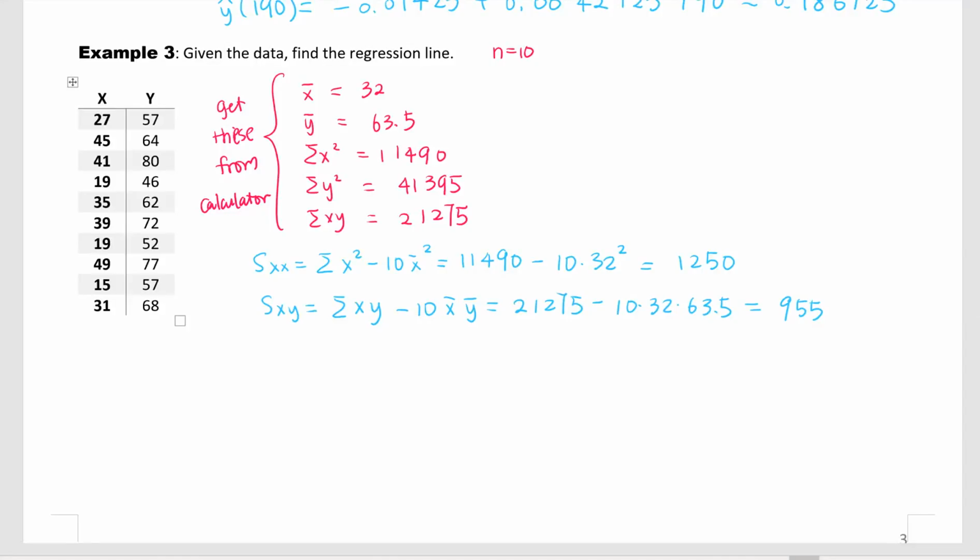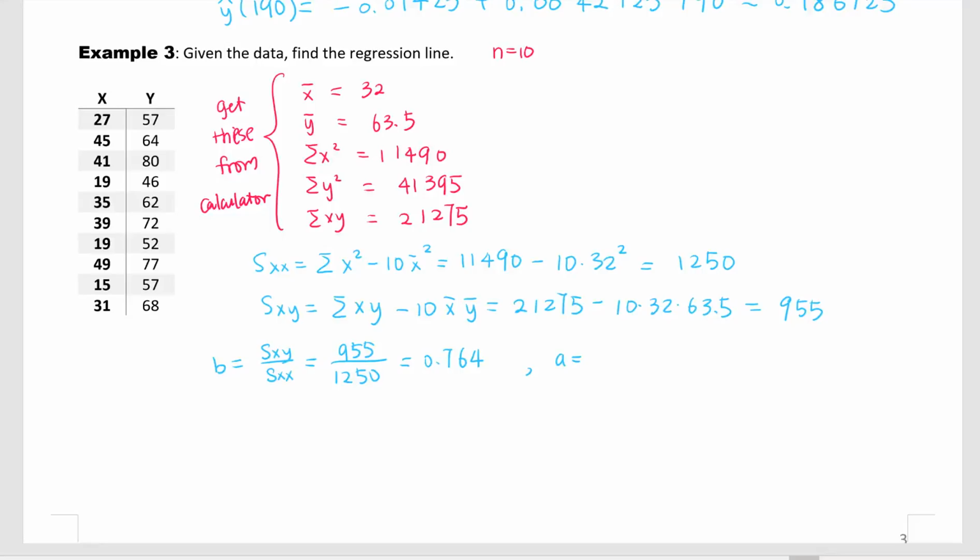Okay, next. The b is then SXY over SXX. Well, that is 955 over 1250. And I got 0.764. Do you have the same answer?